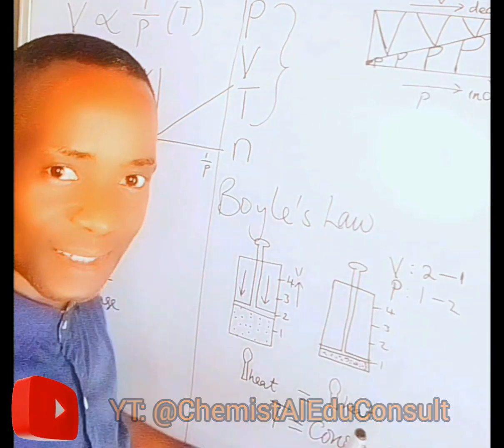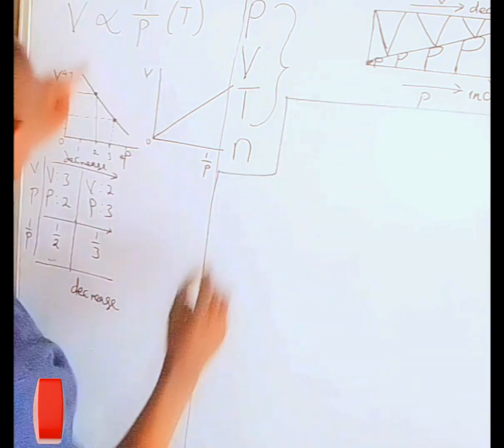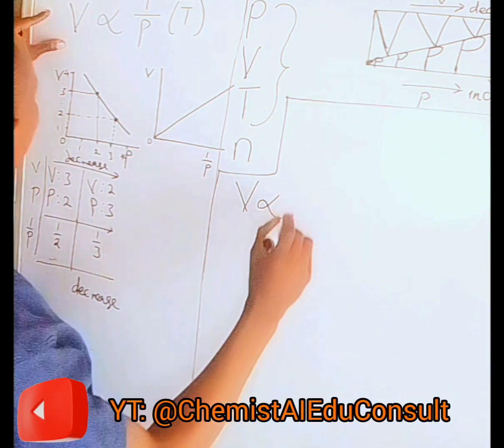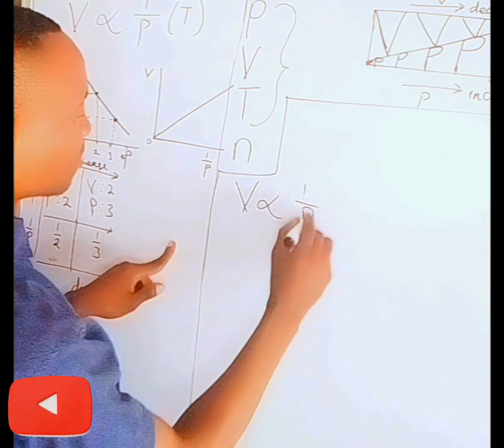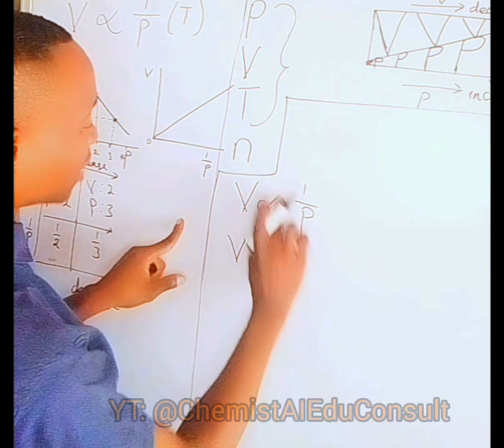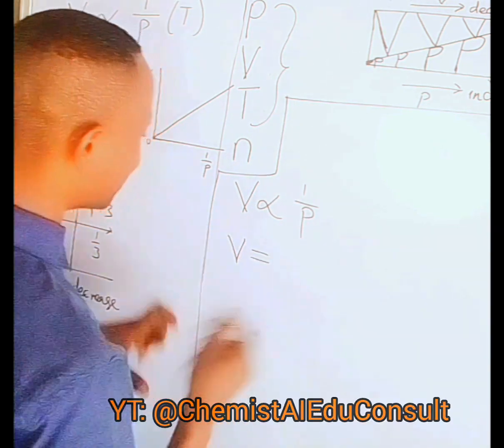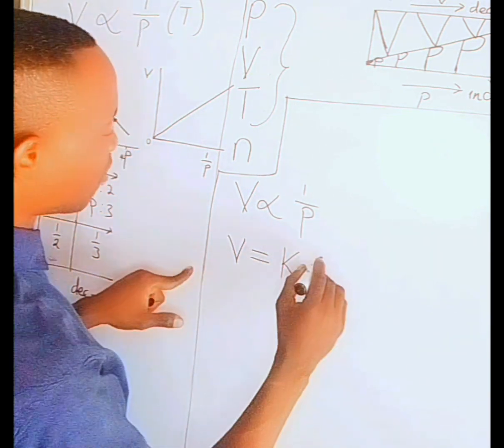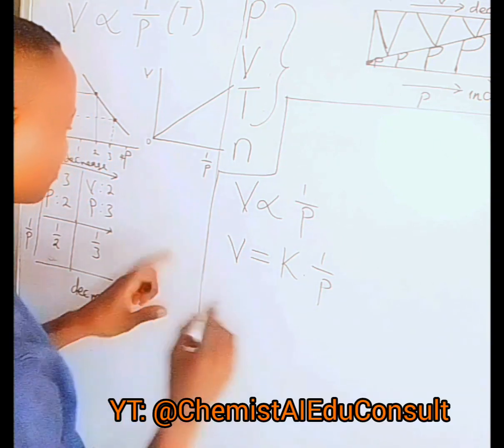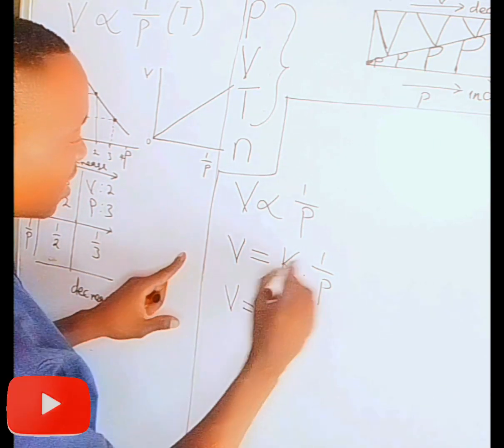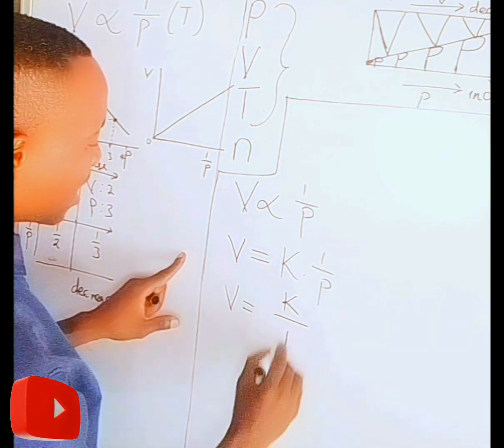Now, I'm going to wipe this. Let us continue with this mathematics. So this is the mathematical statement. Volume is inversely proportional to the pressure. Now, let's remove proportionality sign and put equality sign. The implication is that you write constant before you now write 1 over P, right? So V will give us K times 1 divided by P.